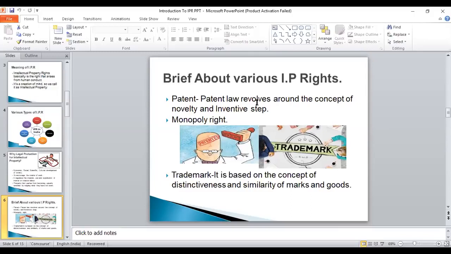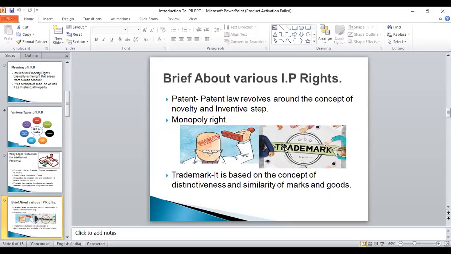Now, what are the essential criteria for getting a patent? We have discussed earlier: novelty, inventive step, and utility. These are the three main criteria that have to be fulfilled for getting a patent. Now, who actually grants a patent? You must be thinking. It is generally granted by a national patent office or a regional office. Remember this, a patent is generally granted by a national patent office or by a regional office.